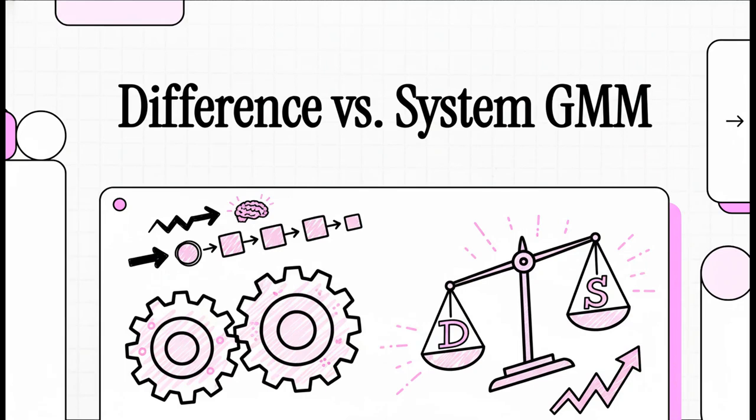Today, we are diving into two really powerful tools that economists and researchers use all the time: difference GMM and system GMM. You know, when your data has a memory, when the past influences the present, picking the right method is absolutely critical. And we're going to break down exactly how you can do that.